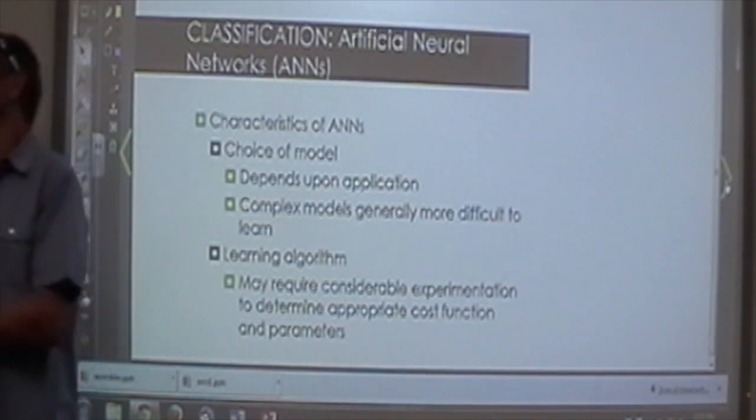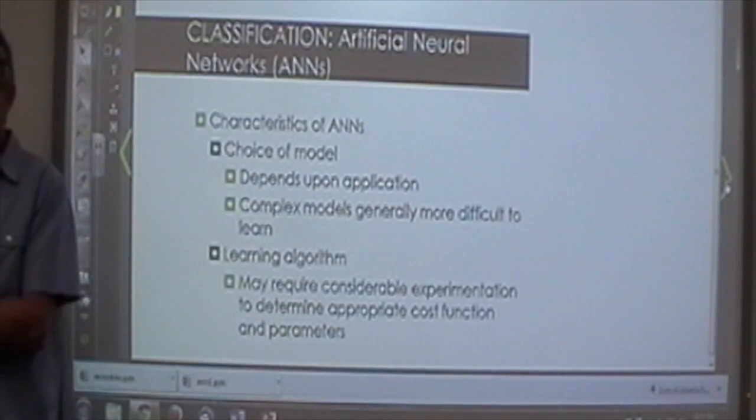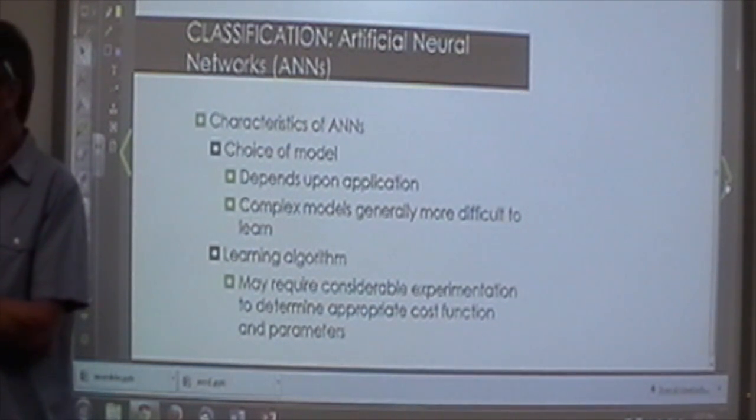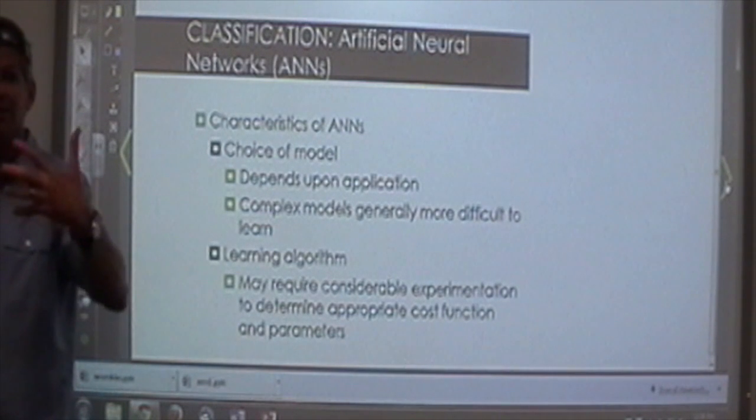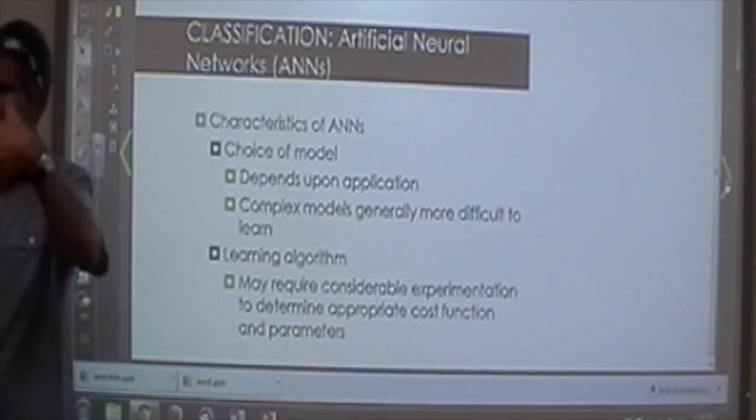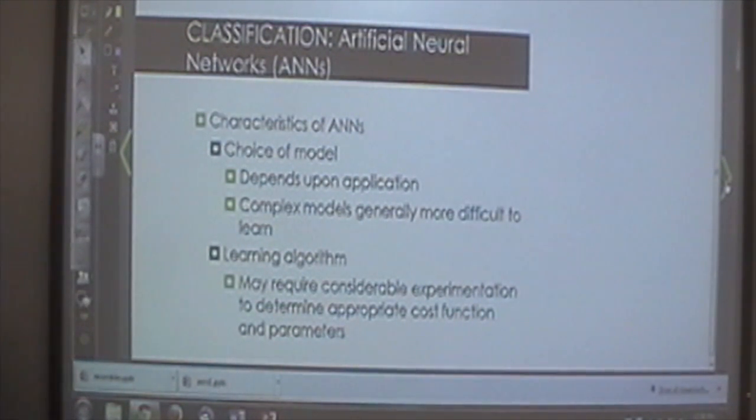One of the drawbacks of a really complex model is that it tends to be more difficult to learn. If you have a fully connected model, that's a lot of weights. The learning algorithm you use may require considerable experimentation, both to design the appropriate cost function and for parameter adjustments.